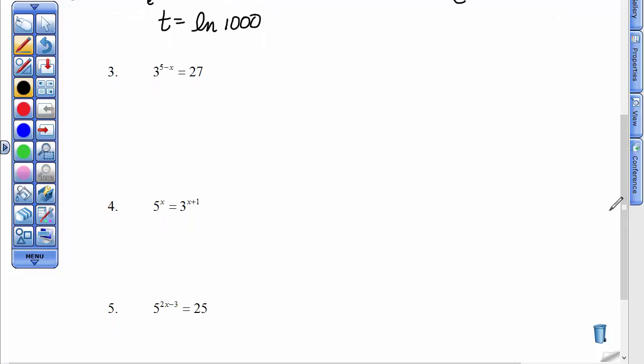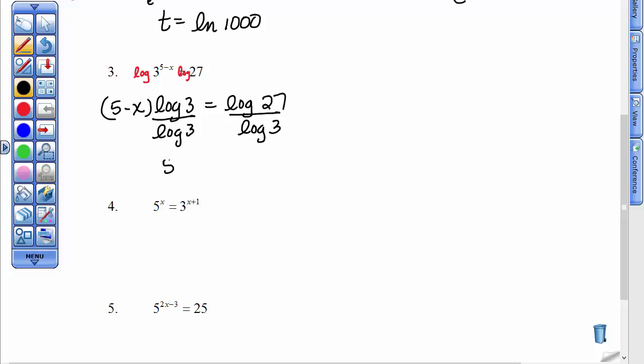Number 3. What I'm going to do, and I'm doing this in red so that you can see it, is take the log of both sides. So this will be the log of 27 on the right side. And that 5 minus x is going to come down in front. So I have 5 minus x times the log of 3 equals the log of 27. To isolate x, I'm going to get rid of the log of 3. So I'm going to divide both sides by the log of 3.